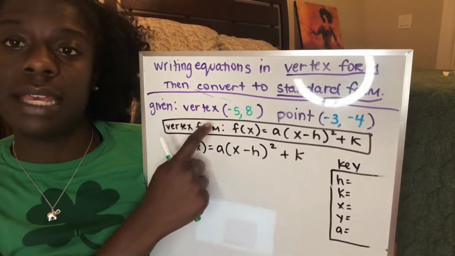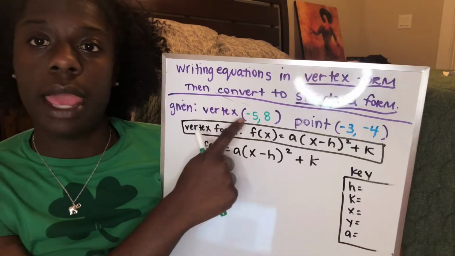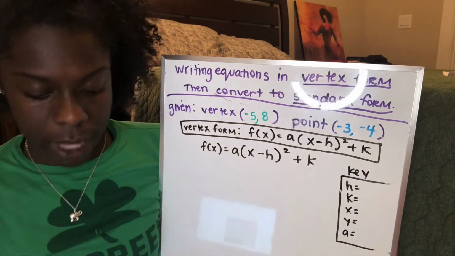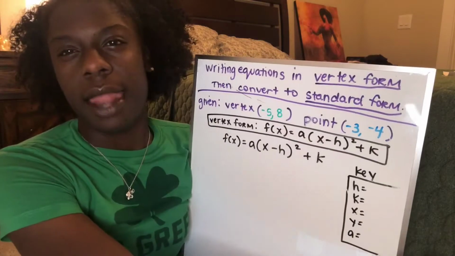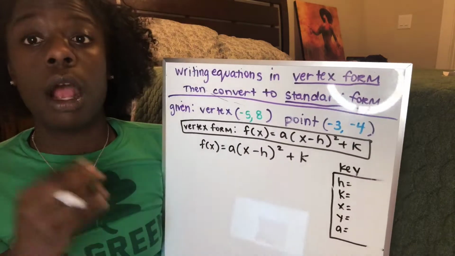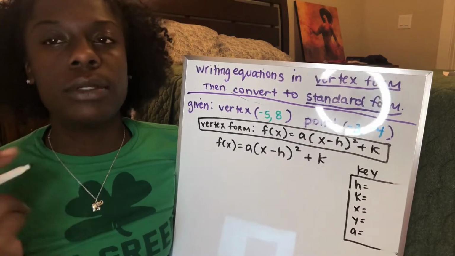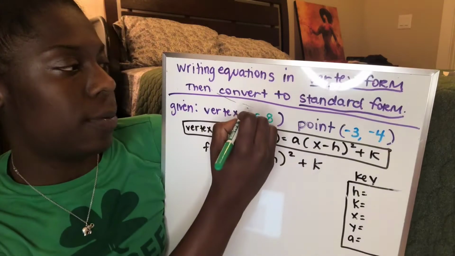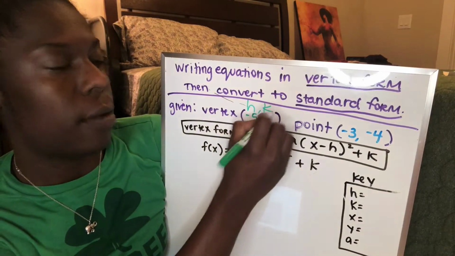So the problem gives us (-5, 8), and it gives us a point (-3, -4). Okay, so -5 and 8 are our vertex, and they are labeled differently than regular coordinate points. They are labeled as (h, k).